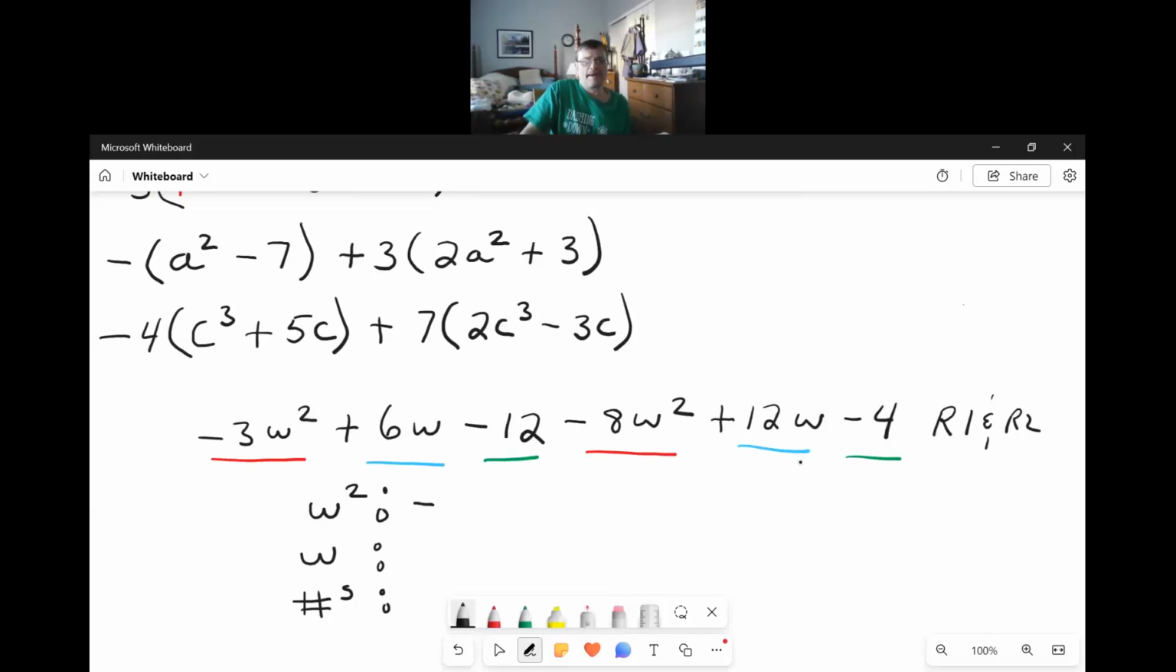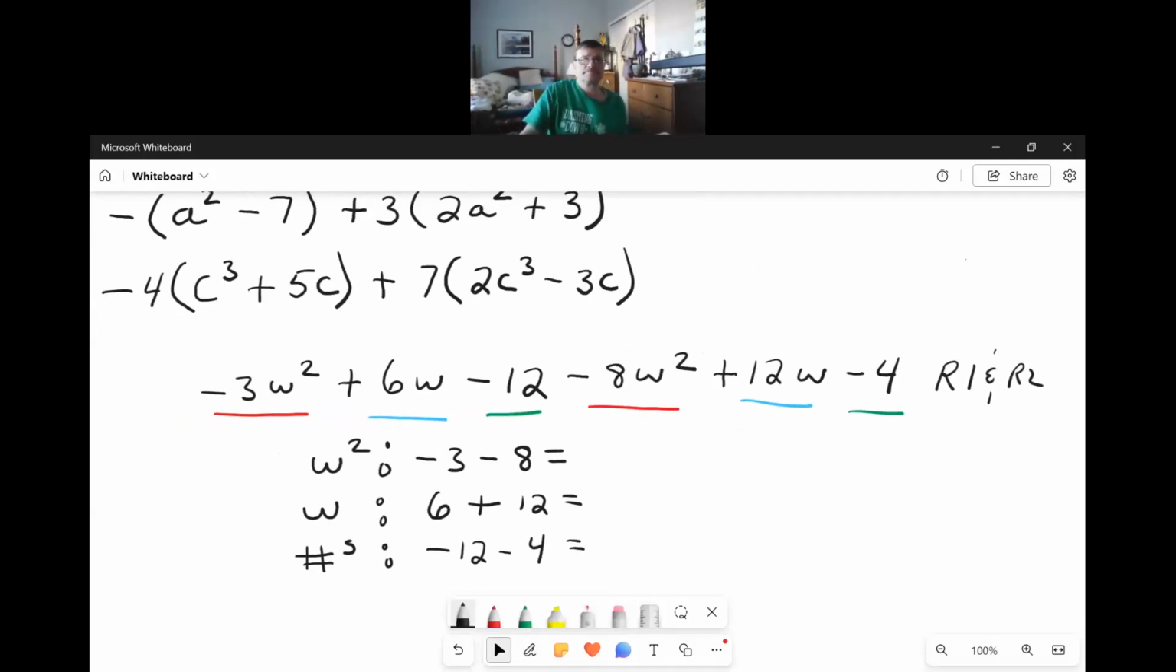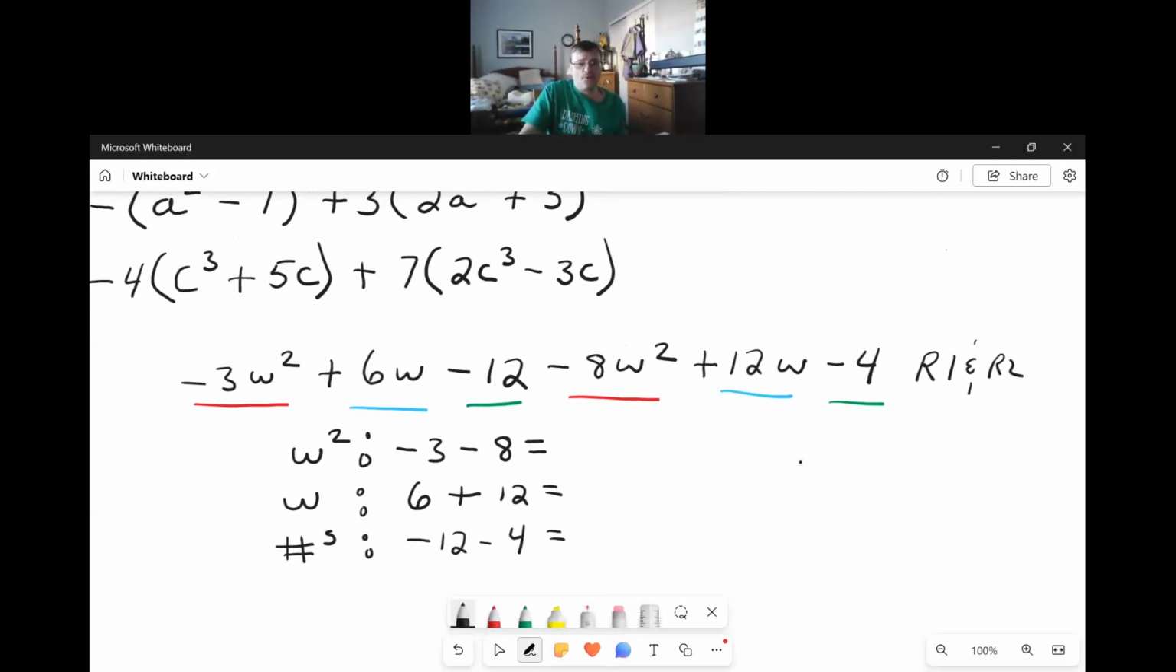So we have negative 3 minus 8 for the w squareds, sorry. Then we're going to have positive 6 plus 12 for the w's. And then for the numbers, what do we have here? We got negative 12 minus 4. Okay, identify the rules here. This is rule 1, signs are the same. This is rule 1, signs are the same. Oh, rule 1 all the way straight across.